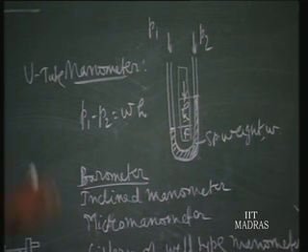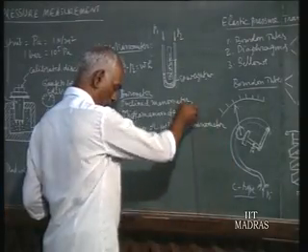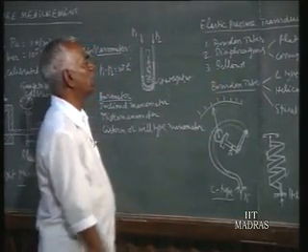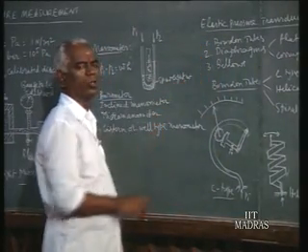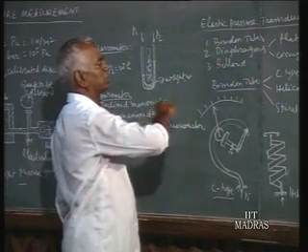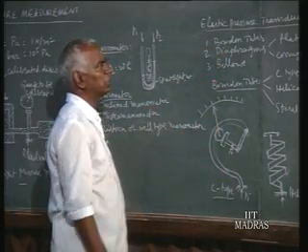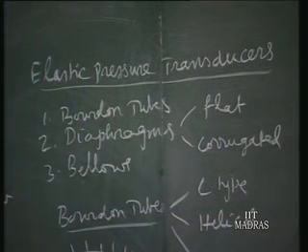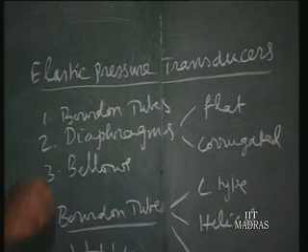So we will go to the other types, which are mainly used for measurement in medium, low and high pressures. They can be classified under these three groups: Bourdon tubes, diaphragm types, and bellows. These are the three elastic elements. They are made up of, say, phosphor bronze, beryllium copper, or stainless steel. These are the materials used to make elastic pressure transducers.